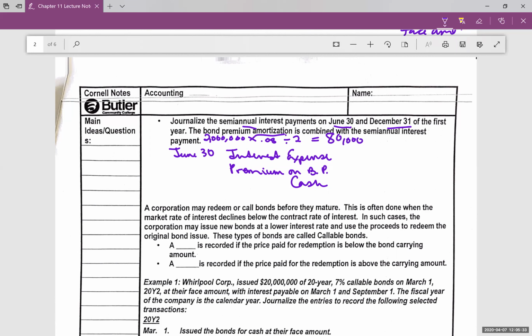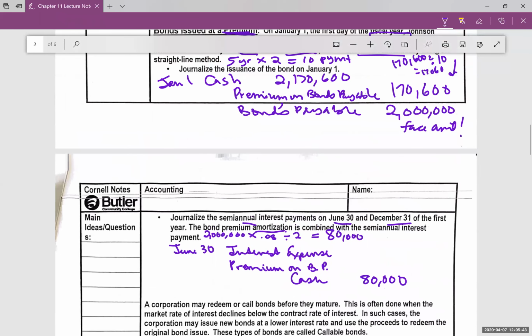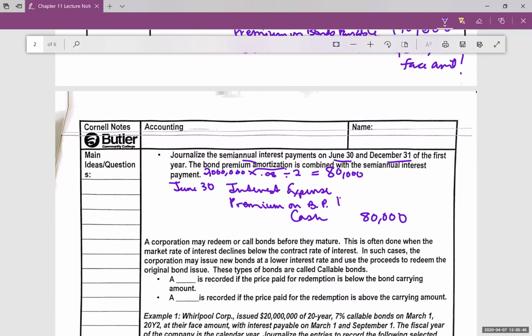And that amount goes to cash. Okay. Now, the premium on bonds payable, if I come back and pick up that number, it was 17,060. It's going to be a debit when it's a premium, 17,060. Now, I'm going to back into this interest expense by taking the 80,000 minus the 17,060, and that number is 62,940.